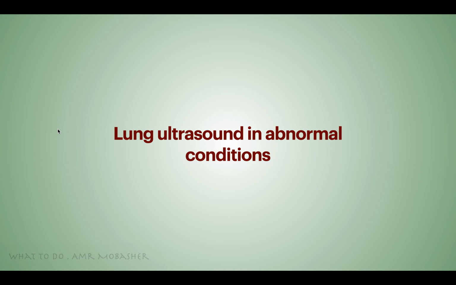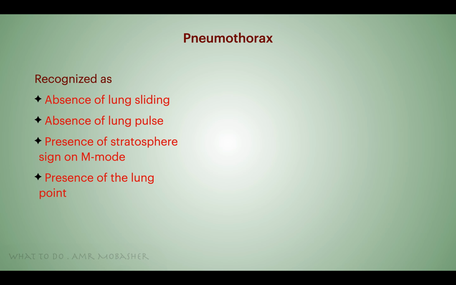And now, with the final part of the presentation, lung ultrasound in abnormal conditions. Firstly, we'll start with one of the most common respiratory problems in ICU, pneumothorax. Spontaneous pneumothorax, traumatic pneumothorax, whatever, pneumothorax and mechanical ventilation. So it's frequently happening in ICU patients.